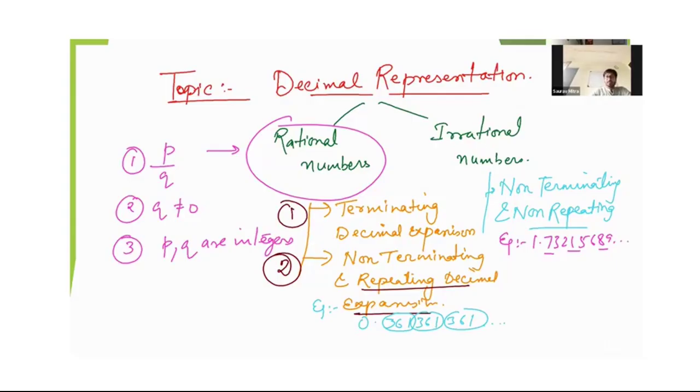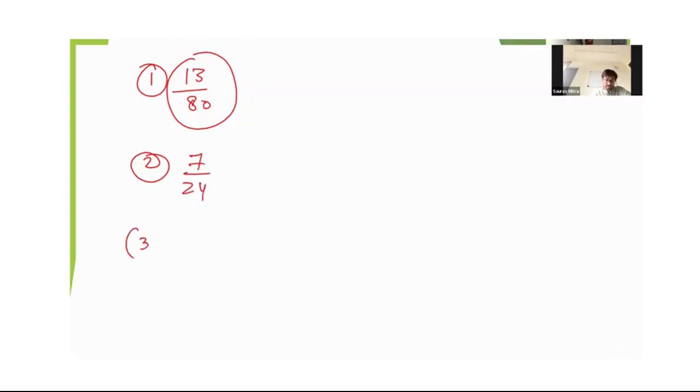Now let's identify whether the given fraction has a terminating decimal expansion or not. If we want to identify without using the division method whether the decimal expansion of a given rational number terminates, how can we do it? See, I have three rational numbers, and I want to know their decimal expansion.